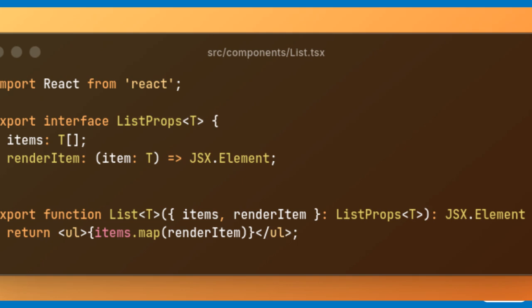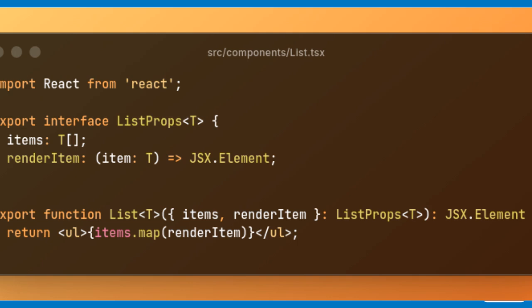This component allows you to create lists that can handle any data type, making it a perfect example of a reusable design pattern. The file we'll discuss is list.tsx, where we define a generic list component. This component takes an array of items and a render item function as props. The render item function is responsible for rendering each item in the list.